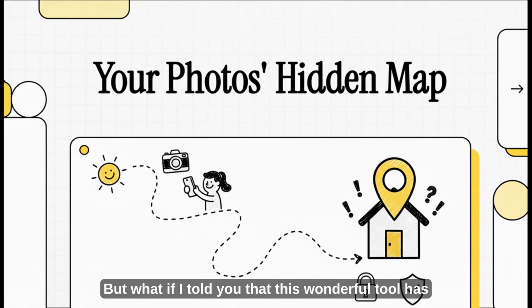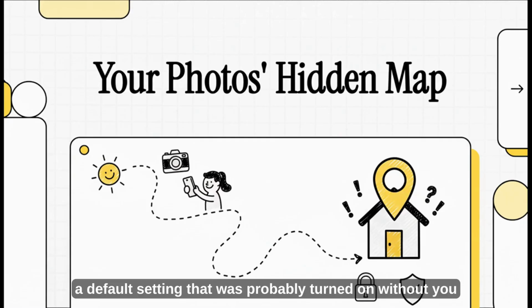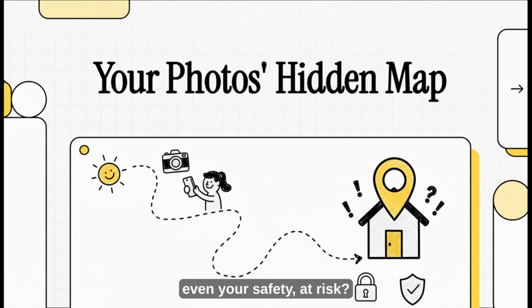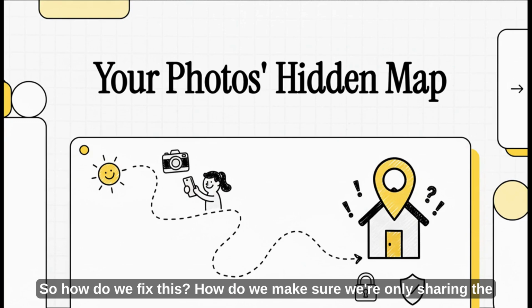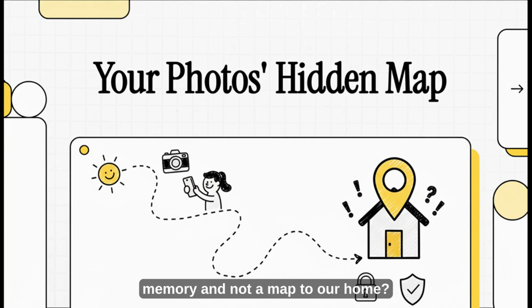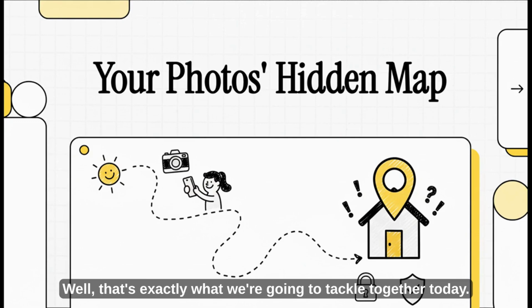It's a wonderful thing. But what if I told you that this wonderful tool has a hidden switch, a default setting that was probably turned on without you even knowing, and it could be putting your privacy, even your safety, at risk? So how do we fix this? How do we make sure we're only sharing the memory and not a map to our home? Well, that's exactly what we're going to tackle together today.